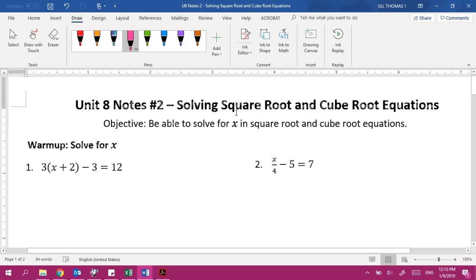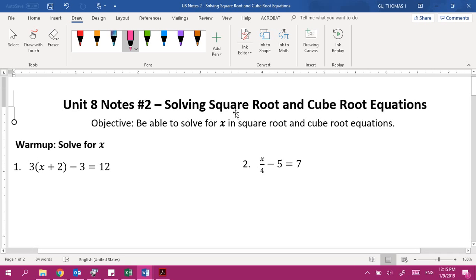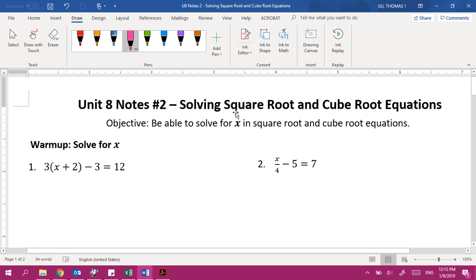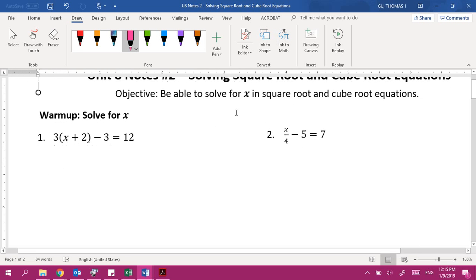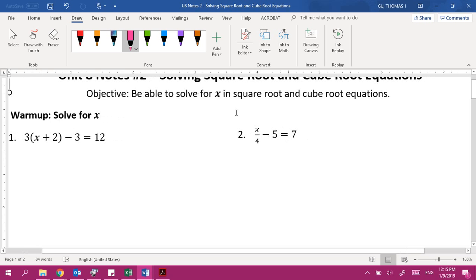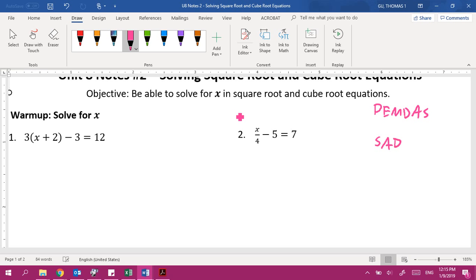Today, notes number 2 for Unit 8, we're solving square root and cube root and whatever root equations. First, we've got to warm up, and as you guys already told me earlier, because I wasn't recording earlier, you learned PEMDAS when doing order of operations. However, when you're solving for variables, it goes backwards, so it goes SADMEP. So that's subtraction, addition, division, multiplication, exponents, and then parentheses last.